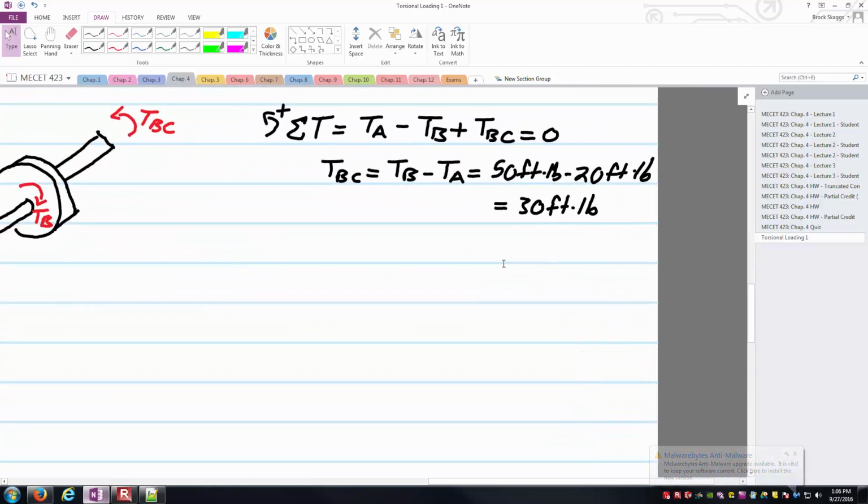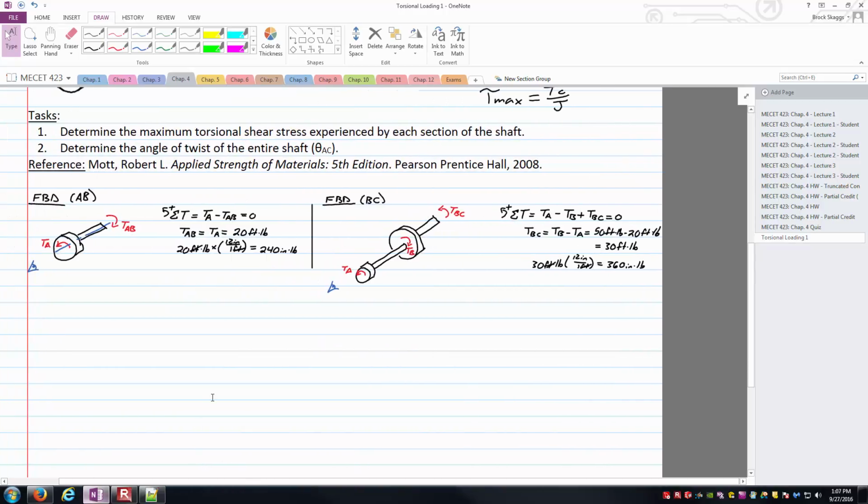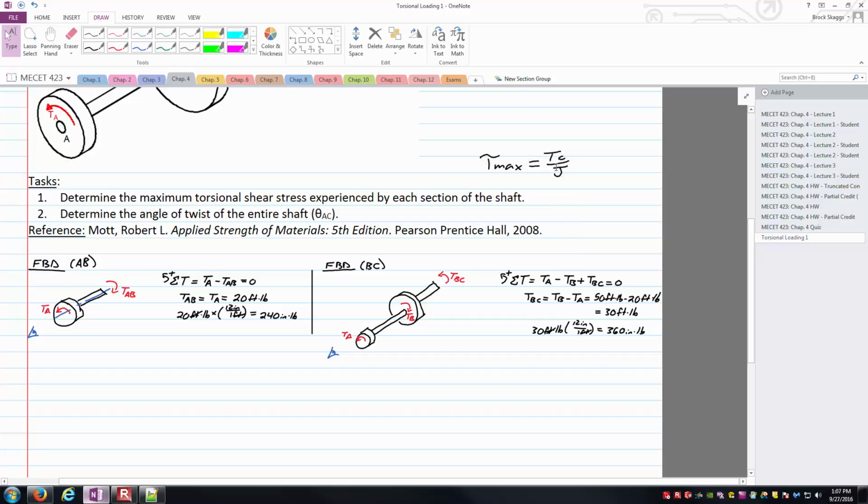And so first thing, I'm going to go ahead and convert this over again. 30 foot-pounds, 12 inches per foot, gets us to 360 inch-pounds. All right. And so now that I've got the torques carried by each of the shafts, I'm very close here. Now I just need to work through some cross-section properties.